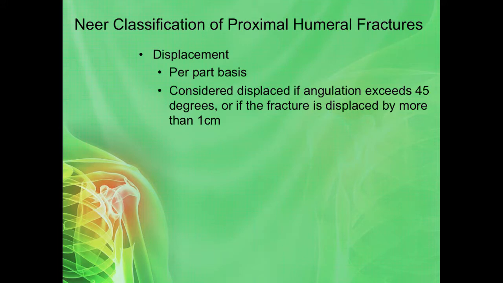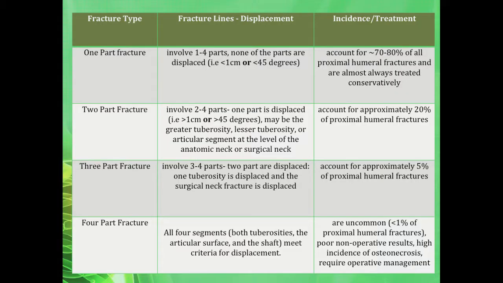The 4 parts are the humeral head, the greater tuberosity, the lesser tuberosity, and the humeral shaft. Displacement is defined as a piece that is angled greater than 45 degrees, or that piece is displaced by more than 1 centimeter. So his classification system is visualized here.